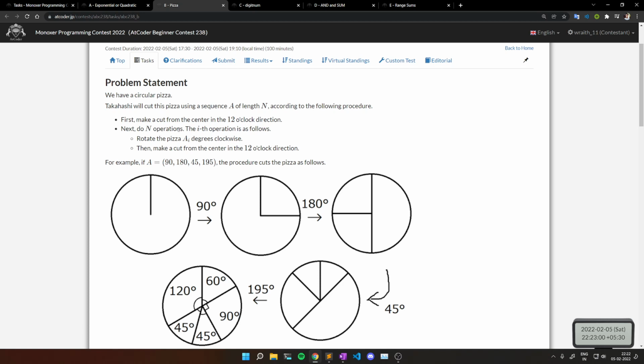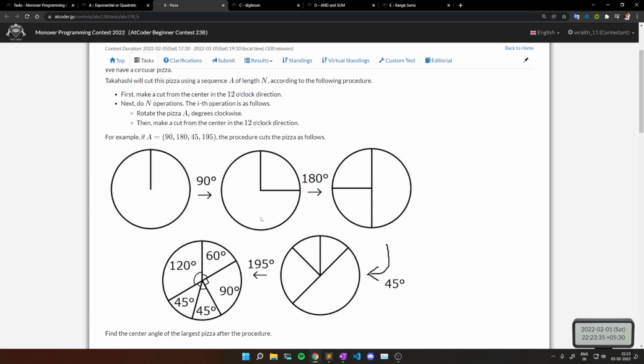Then do n operations. Rotate the pizza by A_i degrees clockwise, then make a cut from the center in the 12 o'clock direction. So for example, first it is given 90 degrees, so we will rotate this pizza 90 degrees clockwise and then we will cut from here, and thus it will look like this. After that we will rotate it clockwise 180 degrees, and then again we will make a cut from here.